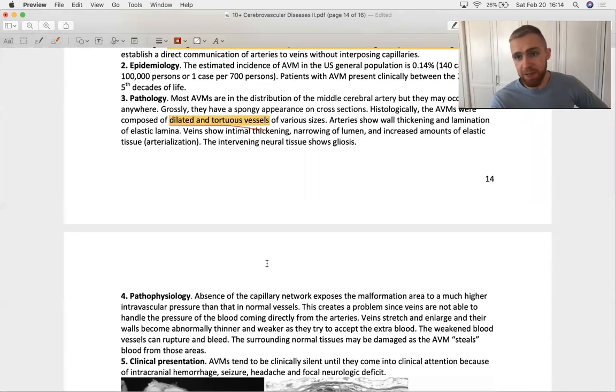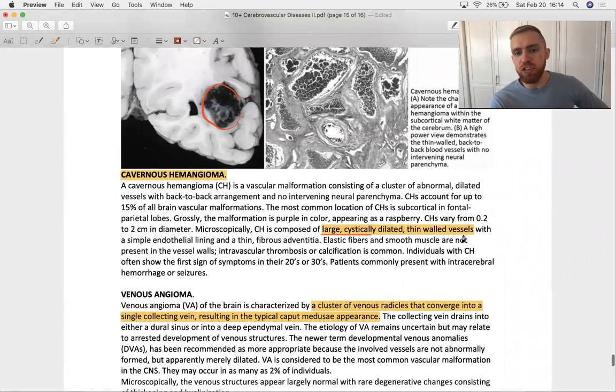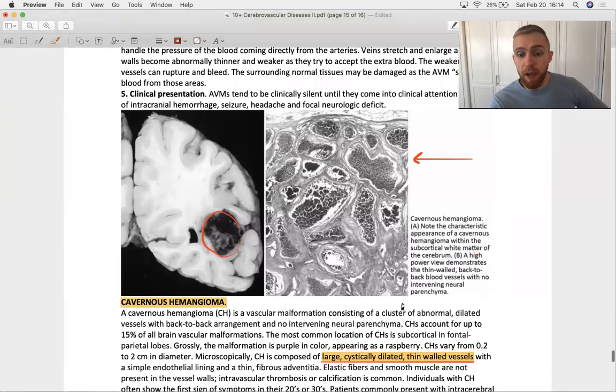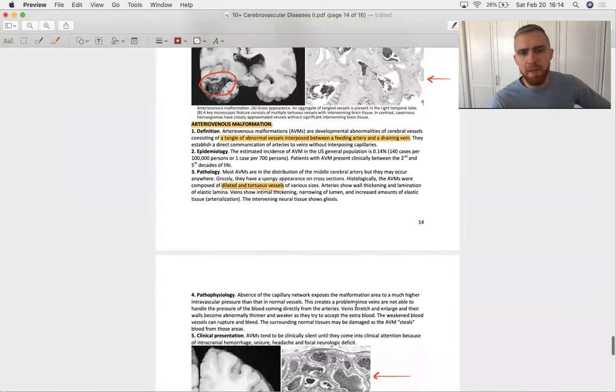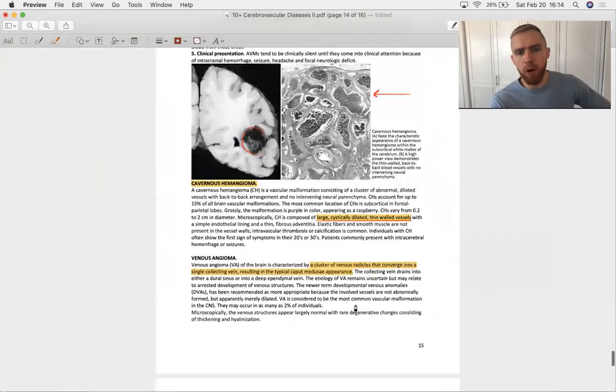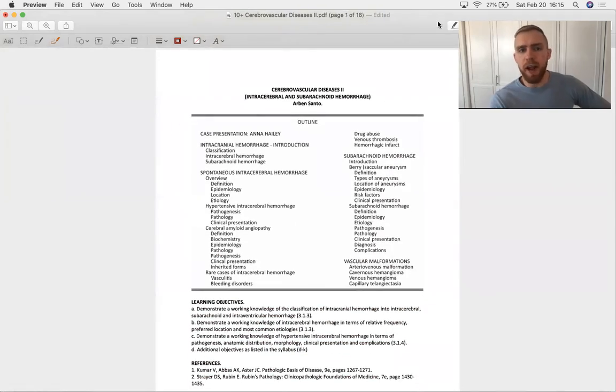That's basically what they will tell you if they don't show you a picture. And then for the cavernous hemangioma, large, cystically dilated, thin-walled vessels. That's very important to know. Again, dilated, thin-walled, it's a vein type thing. And that's about all that you have to know for the cavernous versus the AVM. Be able to tell those two apart from one another, and I'm sure that you will be very happy come test day. So that's all that I have to say about strokes and cerebrovascular disease. Thank you very much.